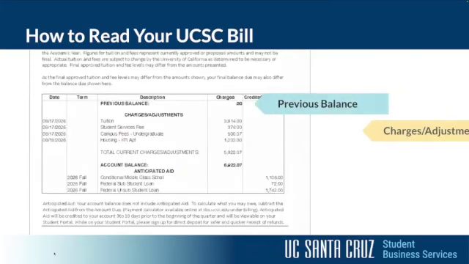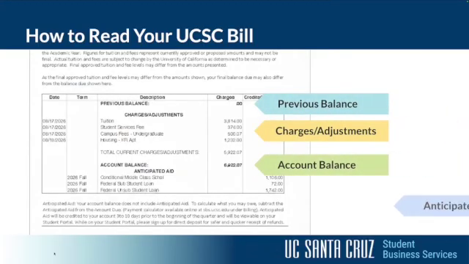If you have an unpaid balance from a previous bill, it will appear at the top of the Charges column. The Charges and Adjustments section of the bill includes the various fees and charges you're expected to pay and any credits or adjustments made to your account. The account balance is the total amount owed as of the statement date. And if you're receiving financial aid, the Anticipated Aid section will include an estimate of financial aid types and amounts you may be eligible for.